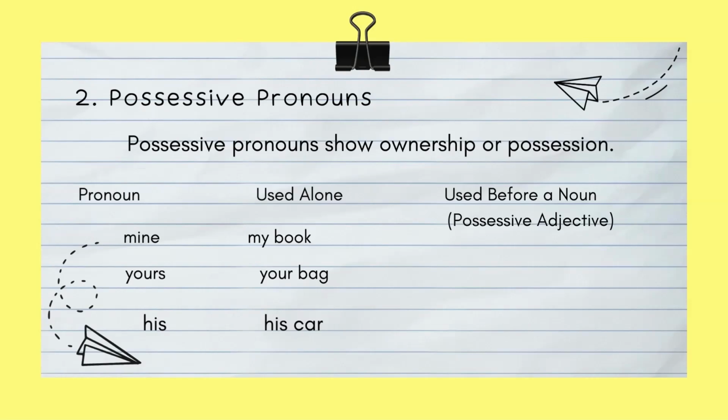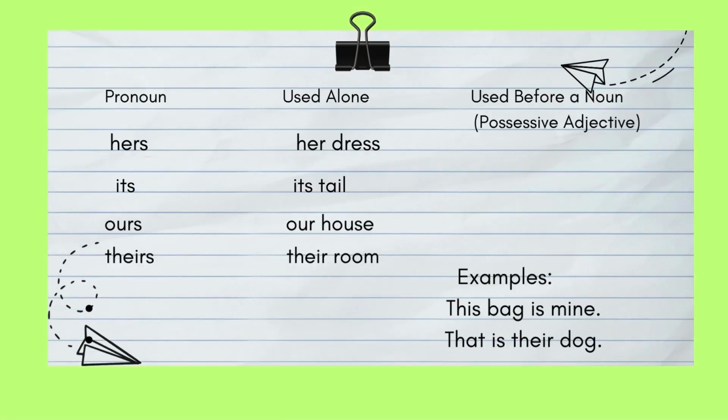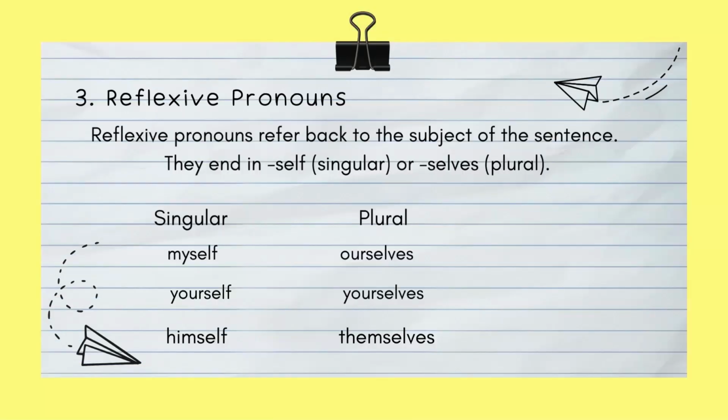2. Possessive pronouns. Possessive pronouns show ownership or possession. Pronoun, used alone. Used before a noun, possessive adjective. Mine, my book. Yours, your bag. His car. Hers, her dress. Its tail. Ours, our house. Theirs, their room. Examples. This bag is mine. That is their dog.